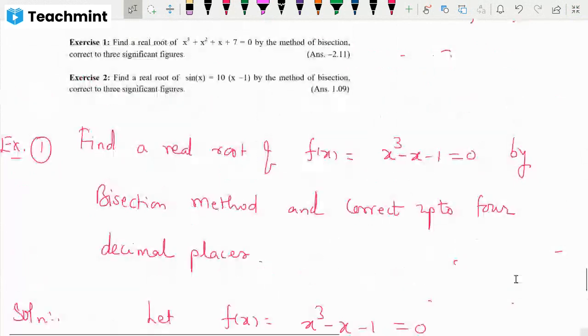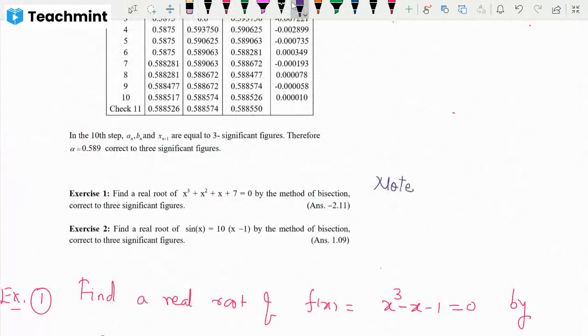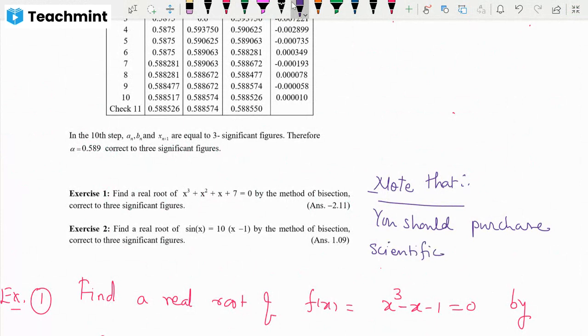So note that it's very important. You should purchase a scientific calculator.